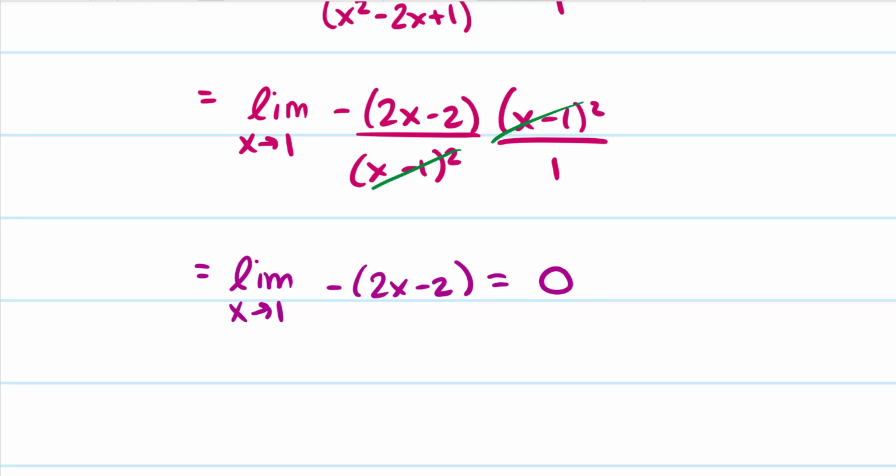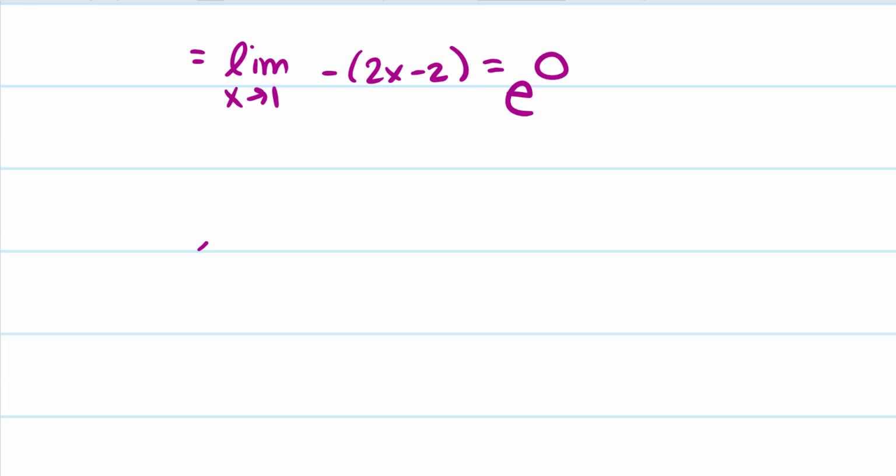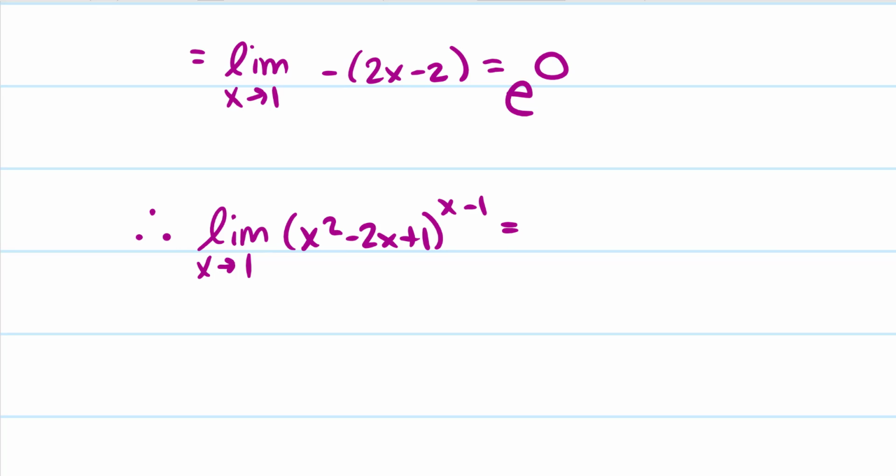Since we took the ln in the beginning, we then need to raise it to the e. So you get the answer is e to the 0. So the limit as x approaches 1 of x squared minus 2x plus 1 to the x minus 1 is equal to e to the 0, which is 1.